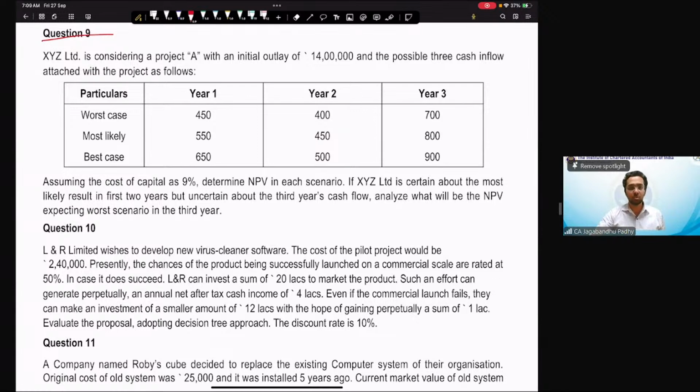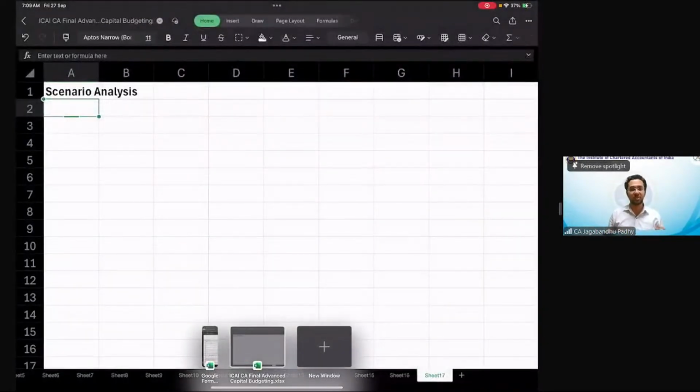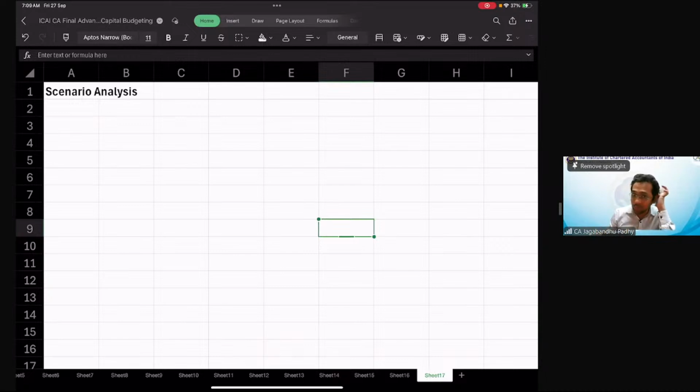Okay, so let's compute the NPV based on the expectation. To determine this, we have to compute the NPV in each of these scenarios. If the worst case turns out to be true, what is going to be the NPV? If it's the most likely case throughout the life of the project, then what's likely to be the NPV? And if everything turns out to be the best one, then what's going to be the NPV?